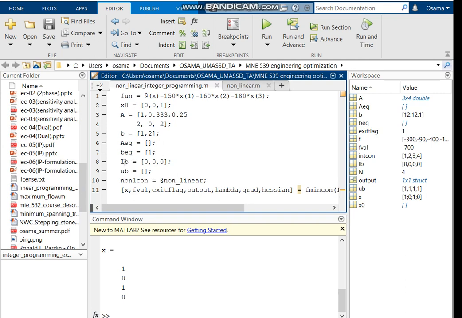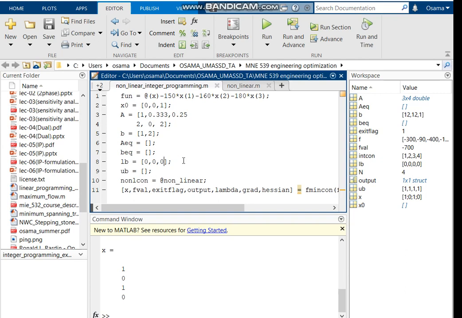For the lower bound we always start with 0, but this is going to be updated based on the branch you have reached. Then the upper bound is open, unless you have a binary integer programming problem, in which case you set it to ones, but in this problem you leave it empty. Then the new thing here is that you set up the nonlinear function in this syntax.